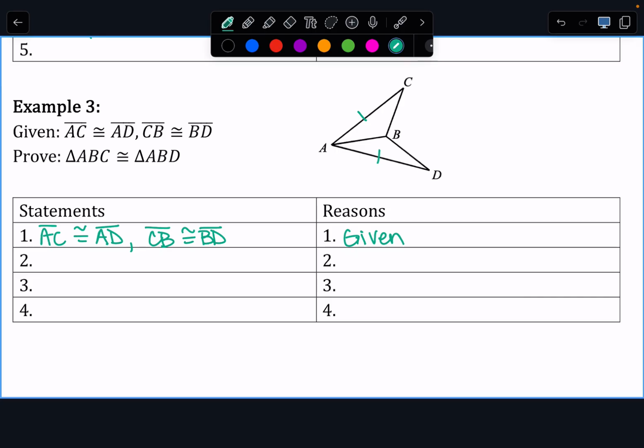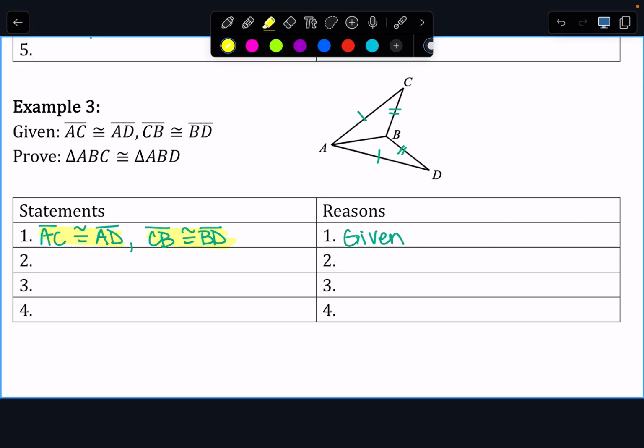So AC and AD, that's a set of sides. CB and BD, that's a set of sides. Wait, do you have to say that in your proof? For AB, would you have to say AB is congruent to AB, then do the reflexive property? Okay, so Aaron had a question.